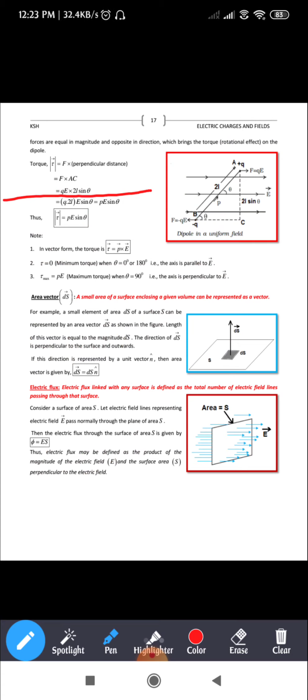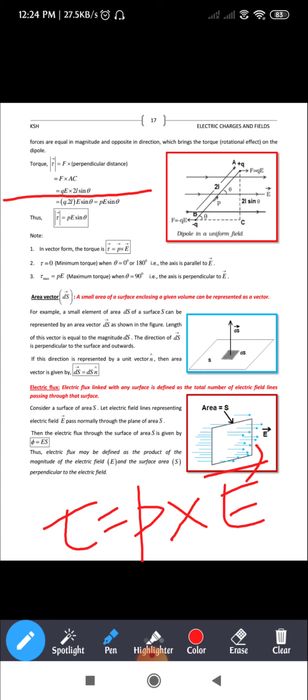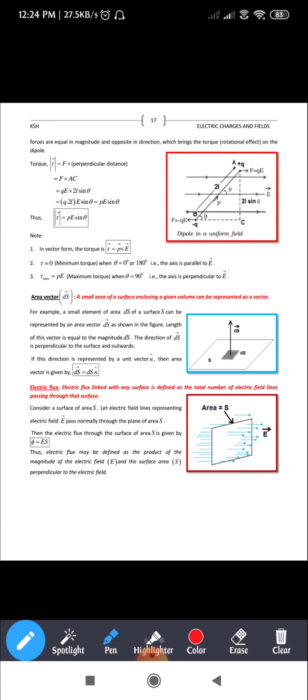As you know, if there is a sin theta, you can express that equation in the form of a cross product. So you can express that as tau is equal to p into E. Okay, vector p into vector E. Tau vector is equal to vector p cross vector E. So this is the expression. Okay, tau is equal to pE sin theta. So next we have cases.